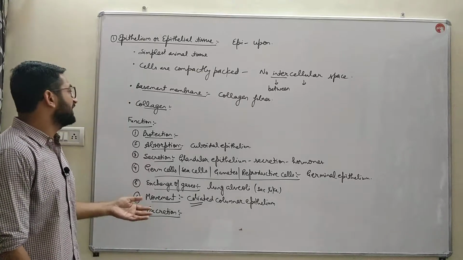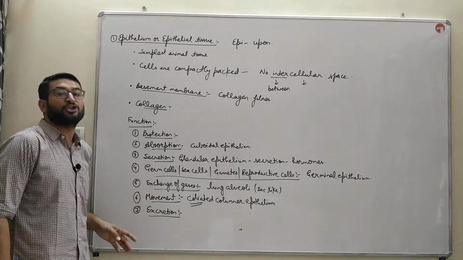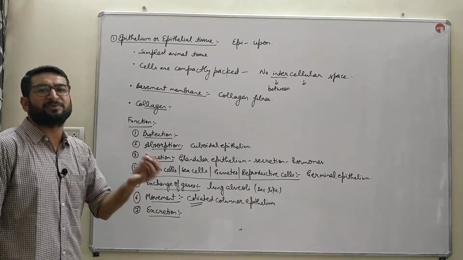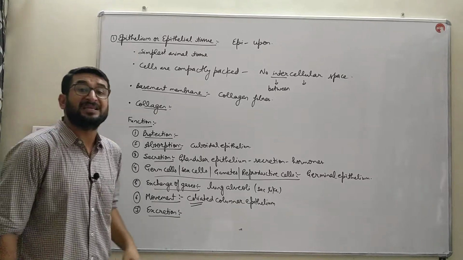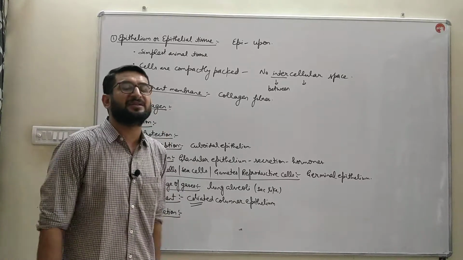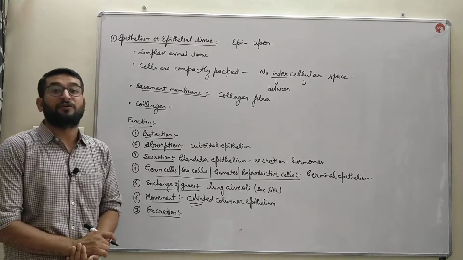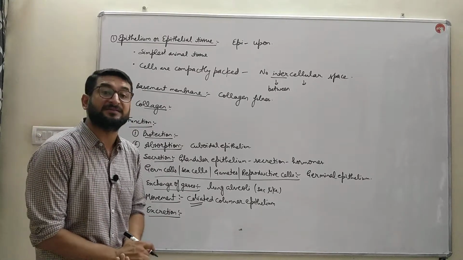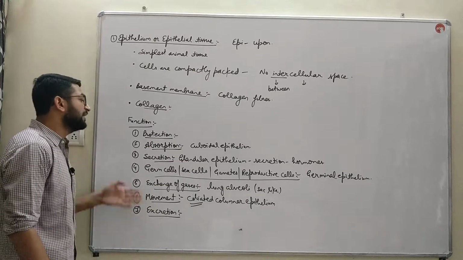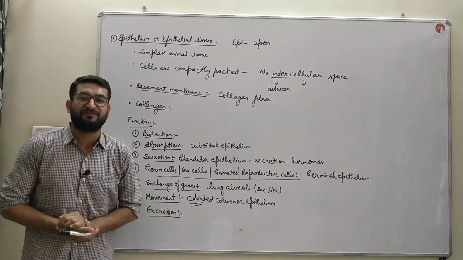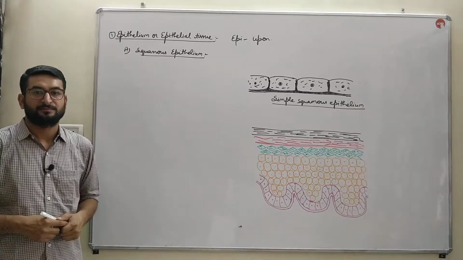As I explained to you, bache, this epithelial tissue, the simple squamous epithelium tissue, is present in the kidney tubules, and kidney performs the function of purification of blood. Formation of urine takes place in the kidneys. So they play a role in excretion. So these are the functions of epithelial tissues.